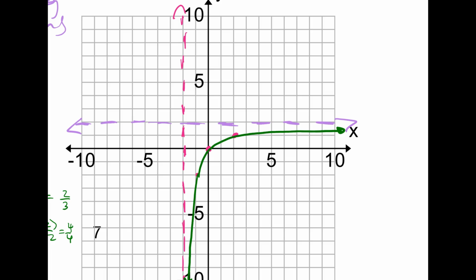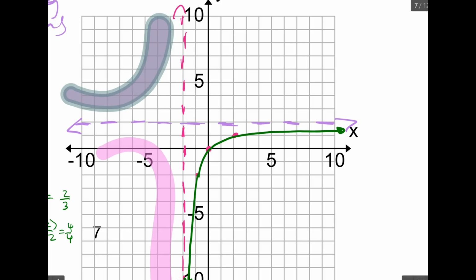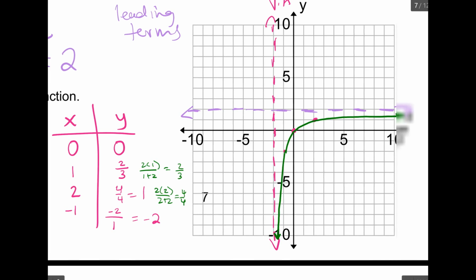Okay, so what about the other side? Is my graph going to be up here, or is it going to be down here? Where is my graph going to be? Is it going to be in the second or third quadrant? How do I know? How can I figure this out? I want you guys to think about it.